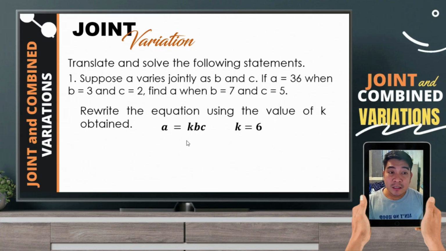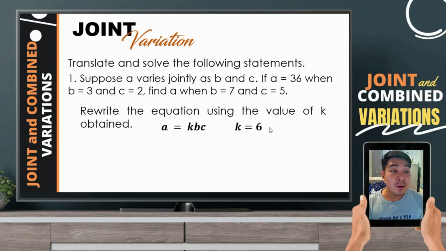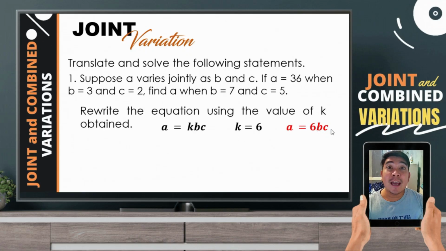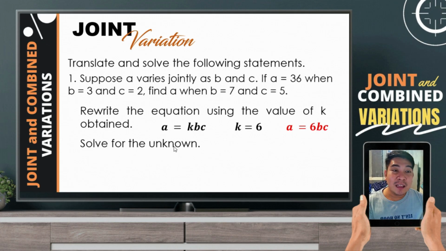Out of the given translation, A is equal to KBC, we just need to substitute the value of K, which is 6, to this translation. So it will become A is equal to 6BC. Next, the last step, we need to solve for the unknown.